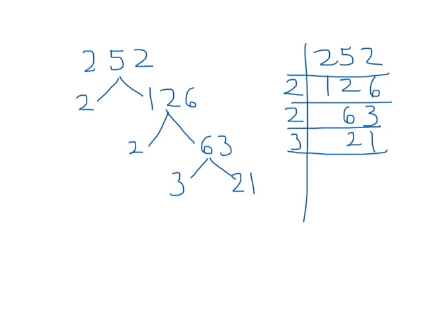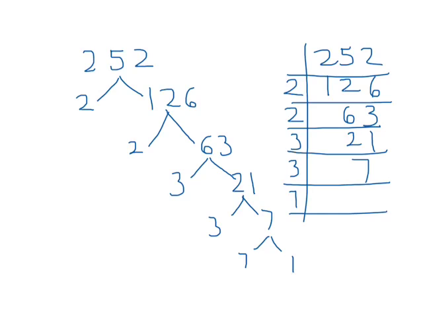Okay, now we look at the right hand side, the composite number, and what factor of 21 could be prime? Which prime number goes into 21? Well, 3 does again, and its partner is 7. 7 is prime, so we could stop here, but I'd like you to stop at the number 1. So, what prime factor goes into 7? 7 and its partner is 1. When you get to 1 on the right hand side, you know you've finished.